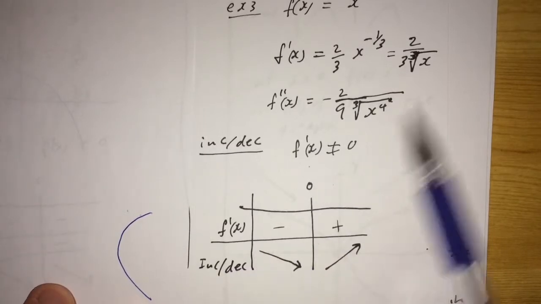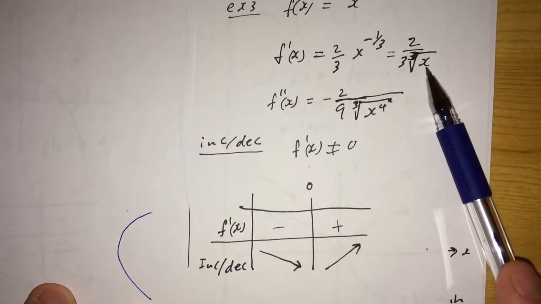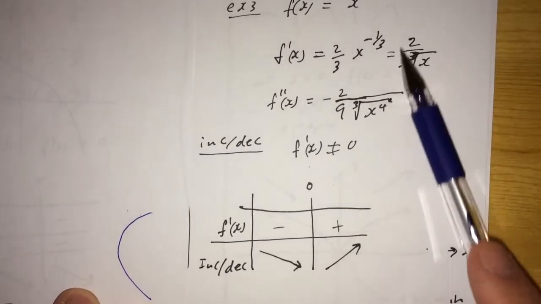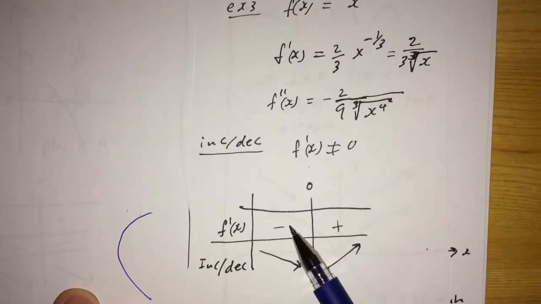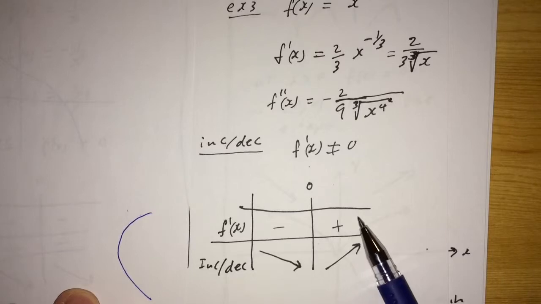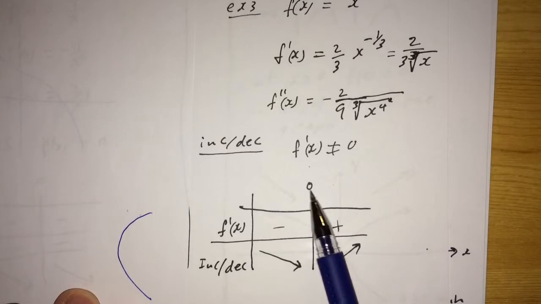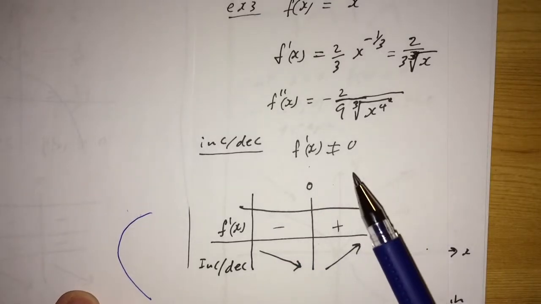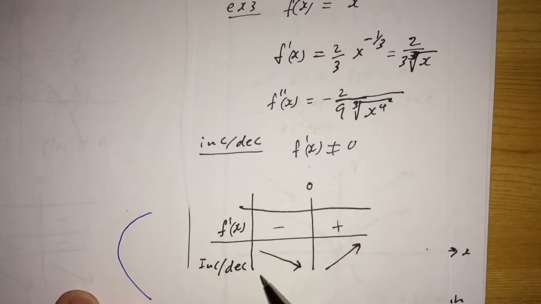So f prime, when we look at this, the cube root of a negative number is negative. So this is negative when x is less than 0, and it's positive when x is greater than 0. So wherever the derivative could change signs, you have those numbers as critical numbers for the increasing decreasing table. So the function is decreasing before 0 and then increasing after.